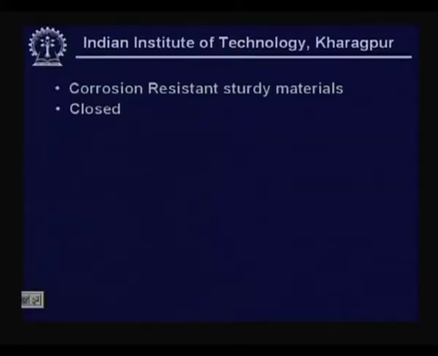Now, the difference between the interior luminaires, industrial luminaires and the exterior luminaires is that the luminaires in the industrial environment and the external environment need to take care of dust and moisture ingress. Therefore, they are used with corrosion resistant sturdy materials and they are completely enclosed.